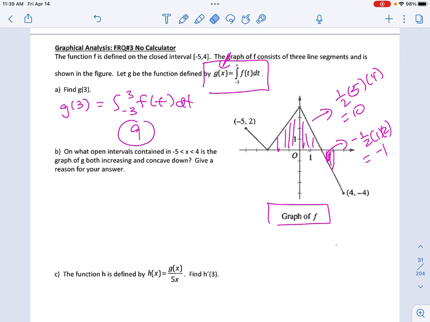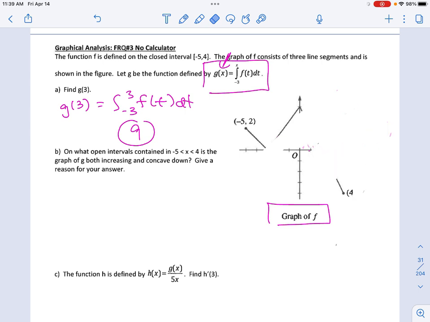Okay. Next, on what open intervals is the graph both increasing and concave down? And we're talking about g. So let's write out what we're looking for. So g increasing is really the same as g prime of x positive. And it does say give a reason for your answer. So remember, the idea is we always want to justify using what we have.